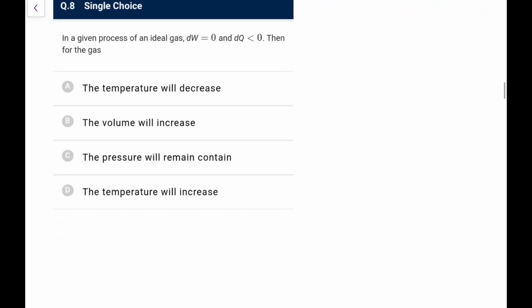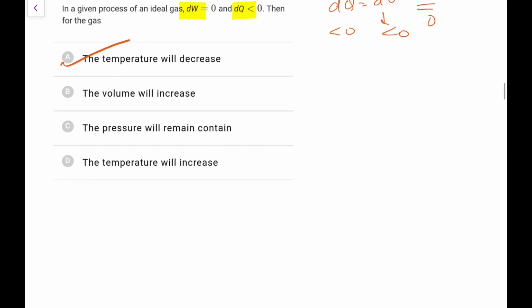Next, in the given process of an ideal gas, dW is 0, that is the work done is 0, and dQ is negative. We know the first law in differential form says dQ is dU plus dW. This is 0, this is negative, that means this is also negative. So temperature is definitely going to decrease, that is option A you can go for.